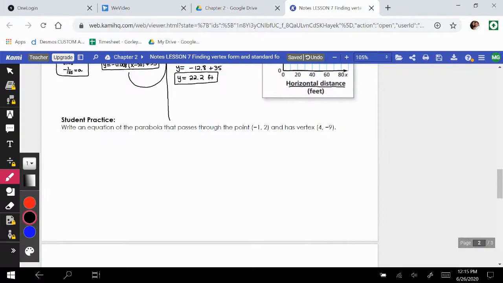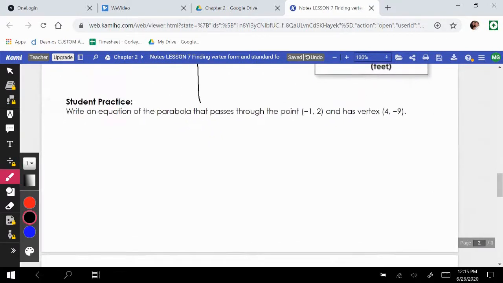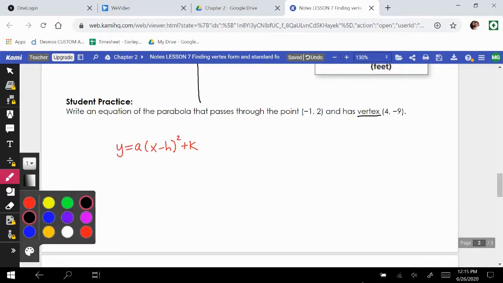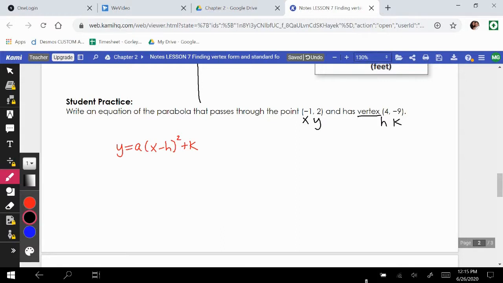Student practice. It says, write an equation of the parabola that passes through the point negative 1, 2 and has a vertex of 4, negative 9. Again, as soon as I see the word vertex, I know that I'm going to be working in vertex form. So I'm going to write down this vertex form. It tells me that my point is negative 1, 2. My point is xy, and my vertex, remember the vertex we represent with hk.